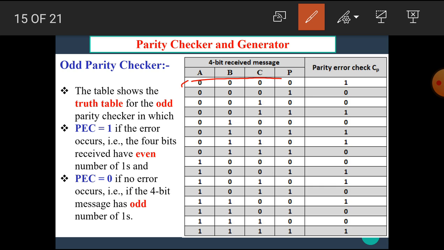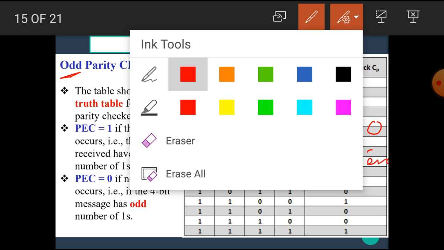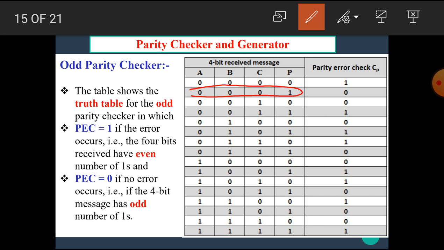For the first combination ABCP 0 0 0 0, there are no ones, that means 0 ones. 0 is an even number, hence the error is introduced because we are going to see the odd parity bit, hence place 1 here. In the next combination the received bits are 0 0 0 1. Here the total number of ones is 1. 1 is an odd number, hence place 0 here. Similarly, for this combination, the total number of ones is 2. 2 is an even number, but we are going to see odd parity, hence we have to place 1 here. I hope you all understand this combination.